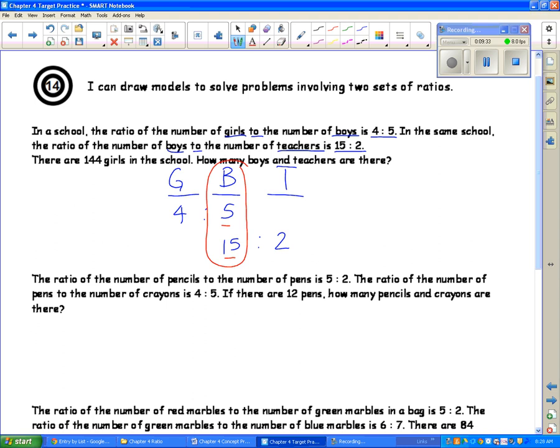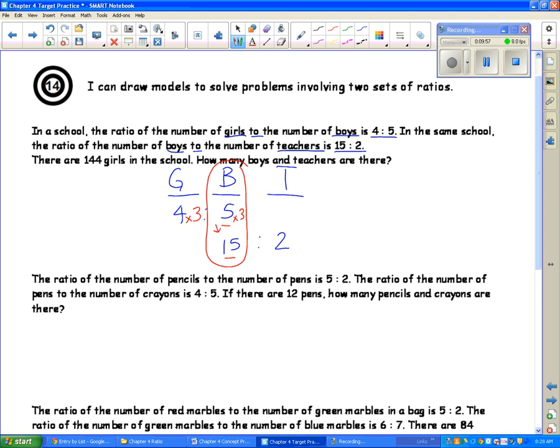Well, 5 is a factor of 15. I know that if I multiply 5 by 3, I can get 15. But the rules for finding equivalent ratios tell me if I multiply one term by 3, to keep the ratio equivalent, I have to multiply the other term by 3. So I'm going to go ahead and do that.